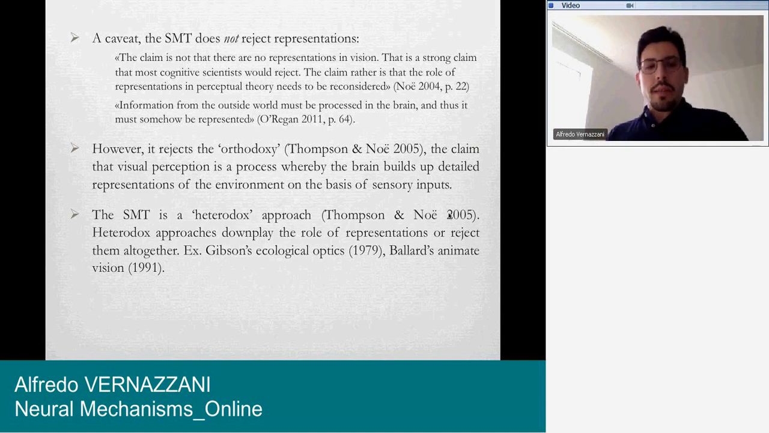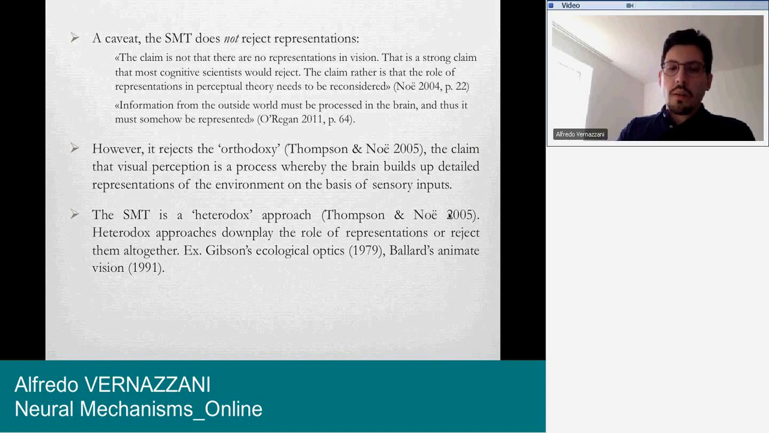In this sense, Evan Thompson, Alva Noë and Kevin O'Regan locate the sensorimotor theory within the family of theories which they call heterodox approaches. Basically, heterodox approaches are very different theories about visual experience, but they all downplay the role of representations or simply reject them altogether. Now, the textbook example here is, of course, Gibson's ecological optics. Other examples include Ballard's animate vision, and so on.